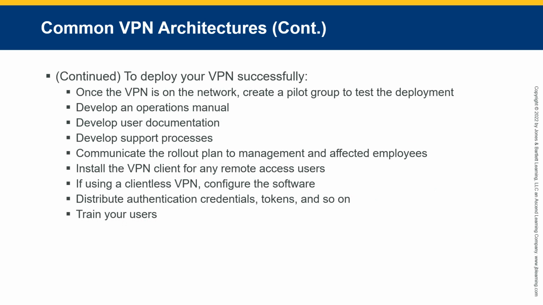So once you get the VPN on the network, create a pilot group to test it out. This is called UAT, or user acceptance testing. They go in there and beat it up the best they can and use it and have fun with it. A lot of times they're referred to as the beta testers, the pilot group. From that, you're going to figure out what went wrong, what went right. You're going to develop an operations manual. You're going to use them to develop user documentation based on what they do.